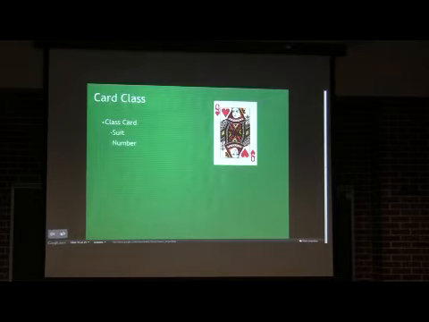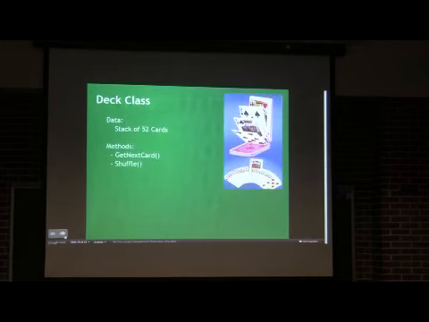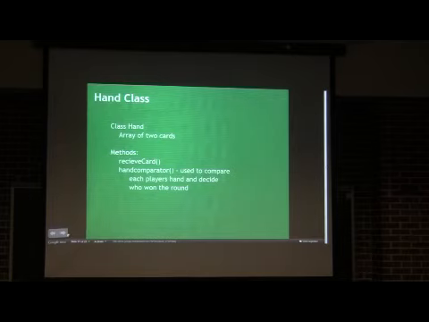We have a card class, just a suit and a number, which we use to make up things like the deck class, which is a stack of 52. It has methods to get the top card or shuffle the deck after a round. We have our hand class, which is just the array of the 2 cards that you get, but it'll also hold methods that will take care of the scoring of the hands, so we can declare a winner at the end of the round.